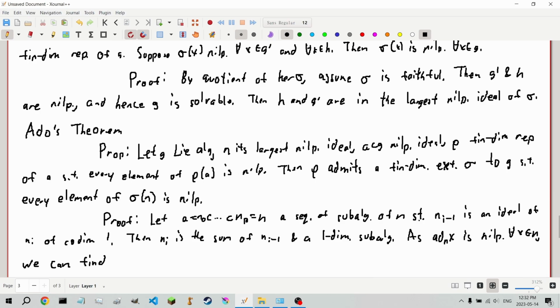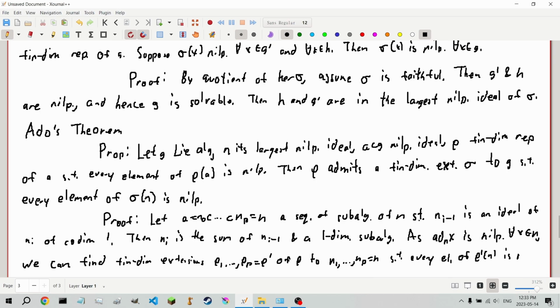You can find finite dimensional extensions ρ_1 up through ρ_p, which is ρ' of ρ. These all extend ρ to n_1 up through n_p equals n, such that every element of ρ'(n) is nilpotent.